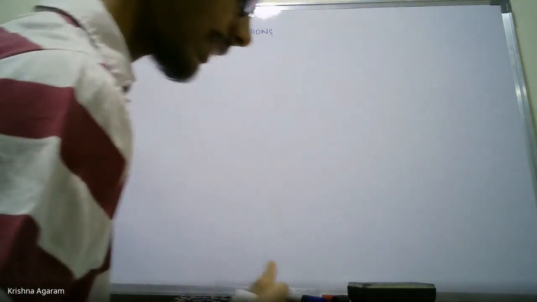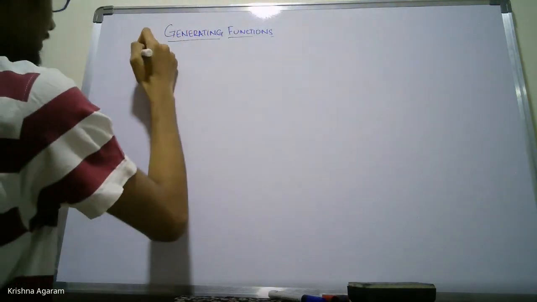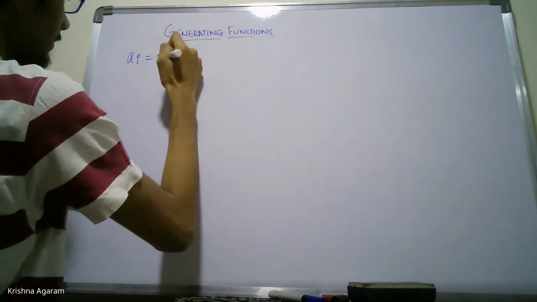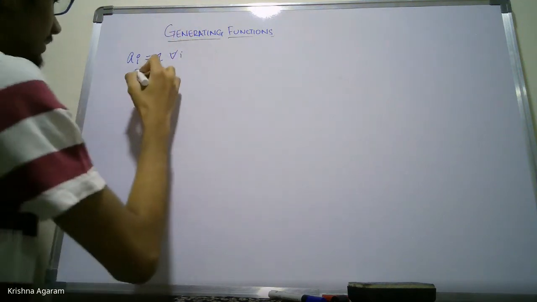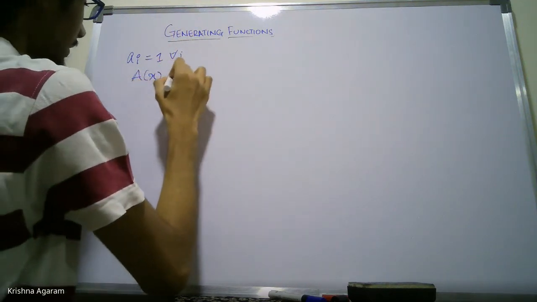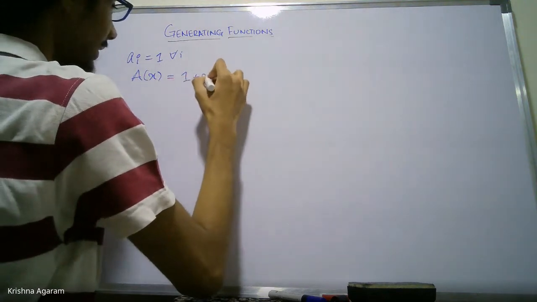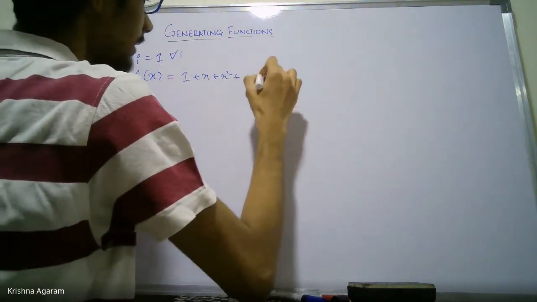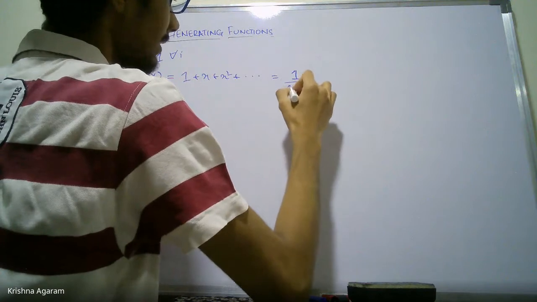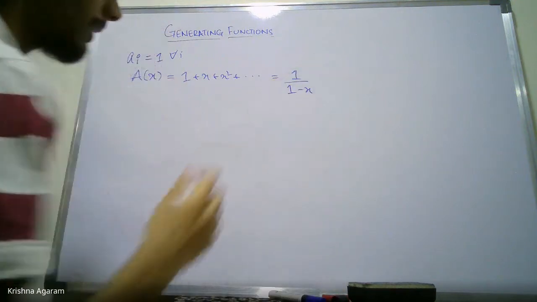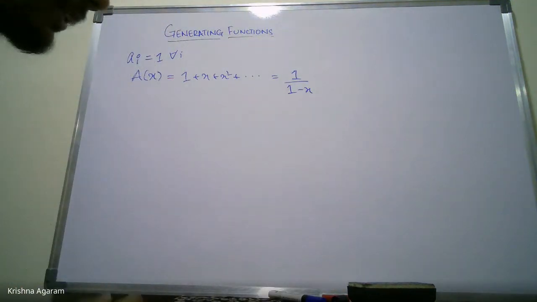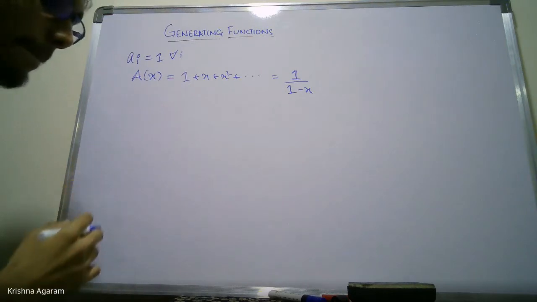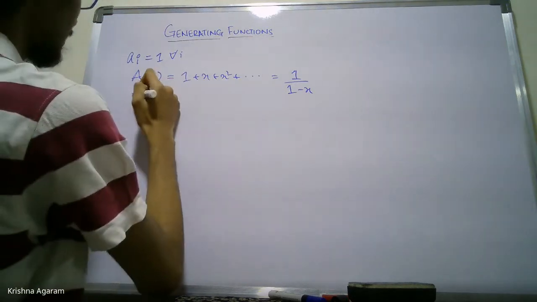So the simplest generating function is when ai equals 1 for all i. So this is just the function a of x equals 1 plus x plus x squared plus so on, which is just 1 over 1 minus x from the GP formula. Okay, so now let's look at this sequence.